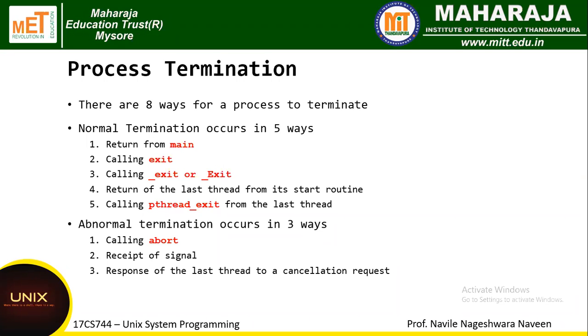What are the steps which are going to terminate a process normally? Whenever a main function completes its execution, it will return control to the operating system, and that is what we call a normal termination. Return from the main function is a normal termination. Or in your program, if you call the exit function, the exit function will cause a normal termination of the program. Or there is one more function, underscore exit. If you call this function, underscore exit, even this is going to cause your program to terminate normally without any problem.